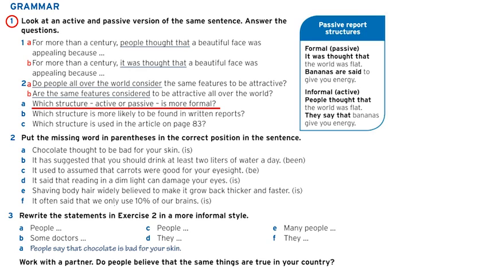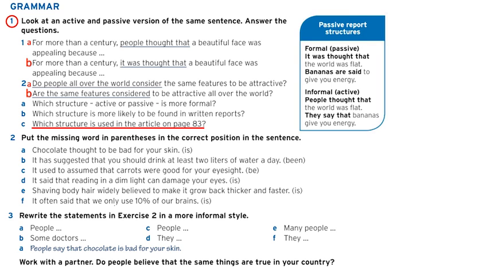Let's see. The first question says, which structure, active or passive, is more formal? What do you think, guys? A's or B's? The answer is B's. Yes, very good. Then, next question. Which structure is more likely to be found in written reports? A's or B's? B's, very good. Passive again. And the last question. Which structure is used in the article on page 83? A's or B's?